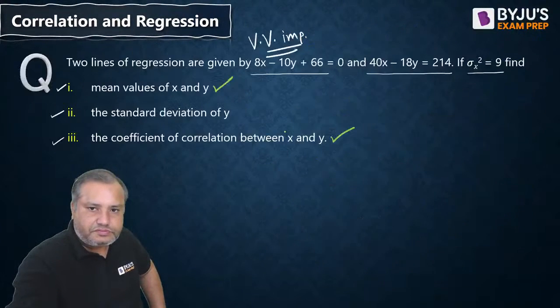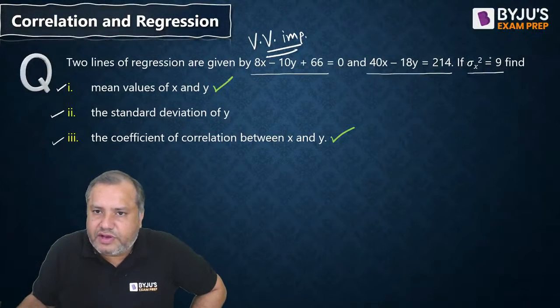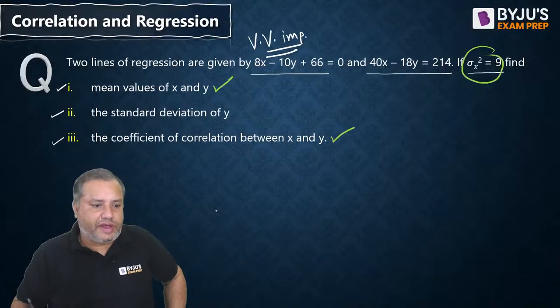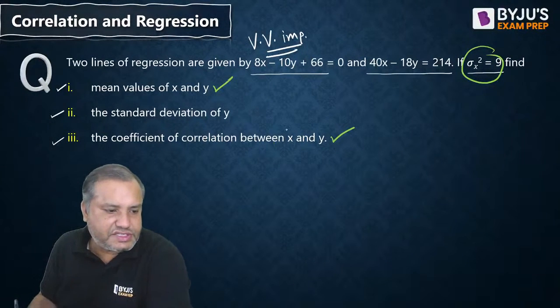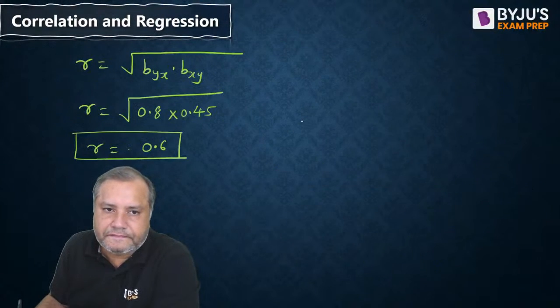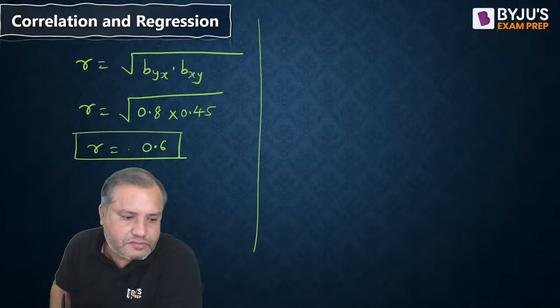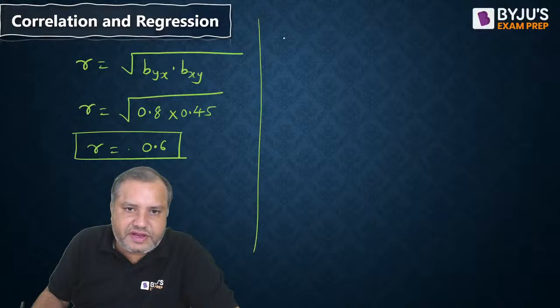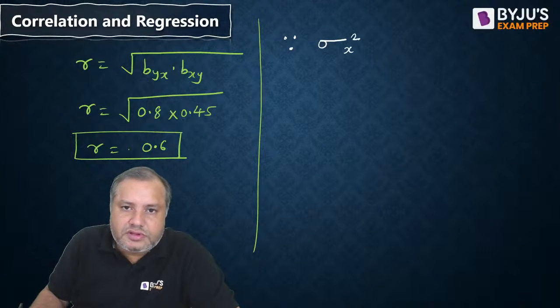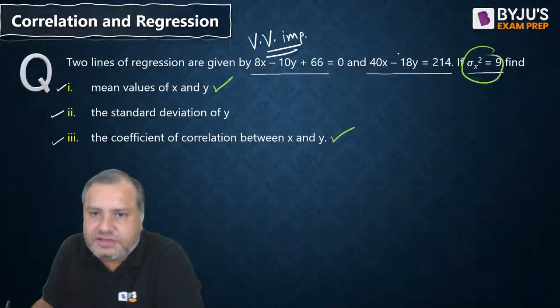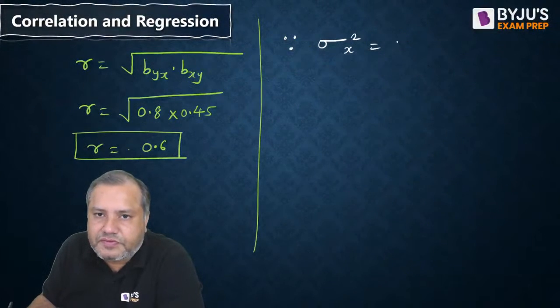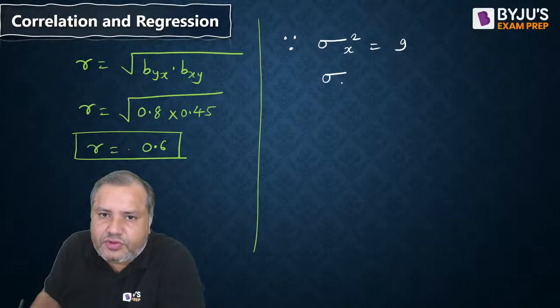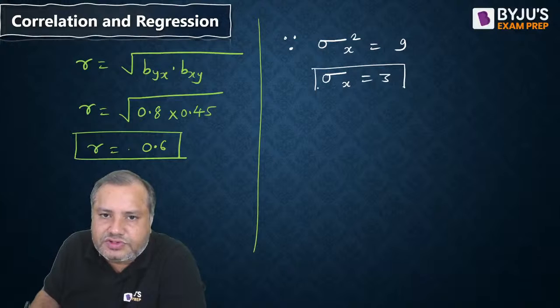Now, they have given you sigma x square. Sigma x square is given as 9. When you take the square root, since it is standard deviation, consider only the positive value. So sigma x is 3.